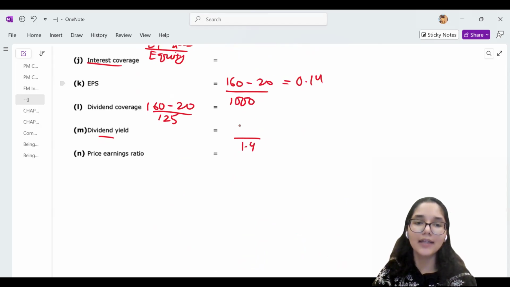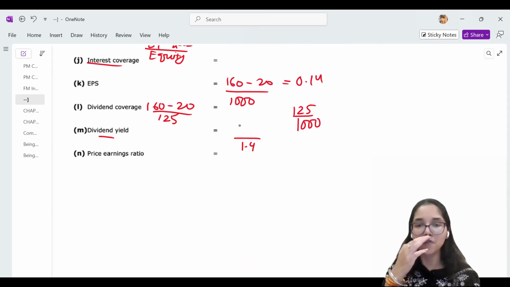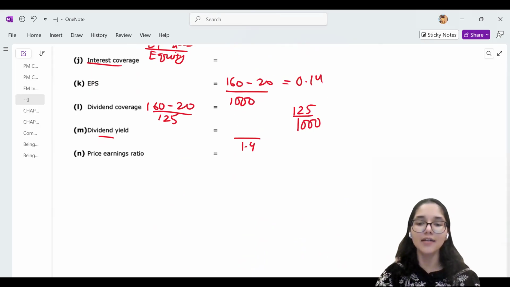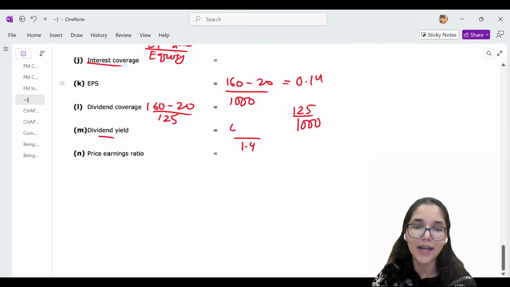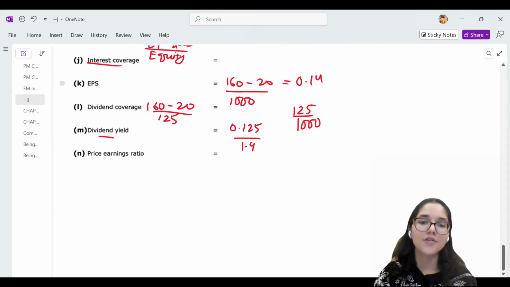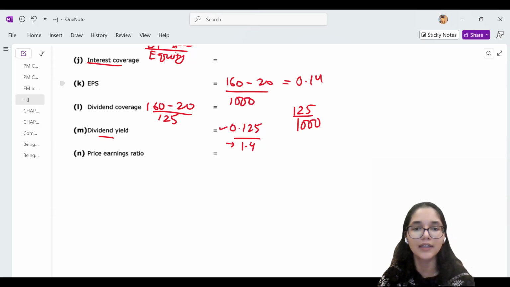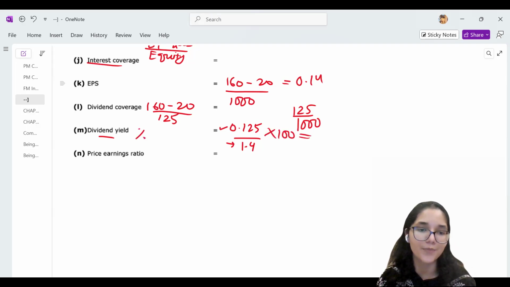So the dividend that I have given in total is 125 and I've given it to 1000 people. 1000 is the number of shares. So that will give me how much as the dividend per share? Dividend per share will be 0.125, right? So I will divide the dividend per share by the market value per share. This will give me the dividend yield. Multiply this by 100 and always give your answer in terms of percentages.